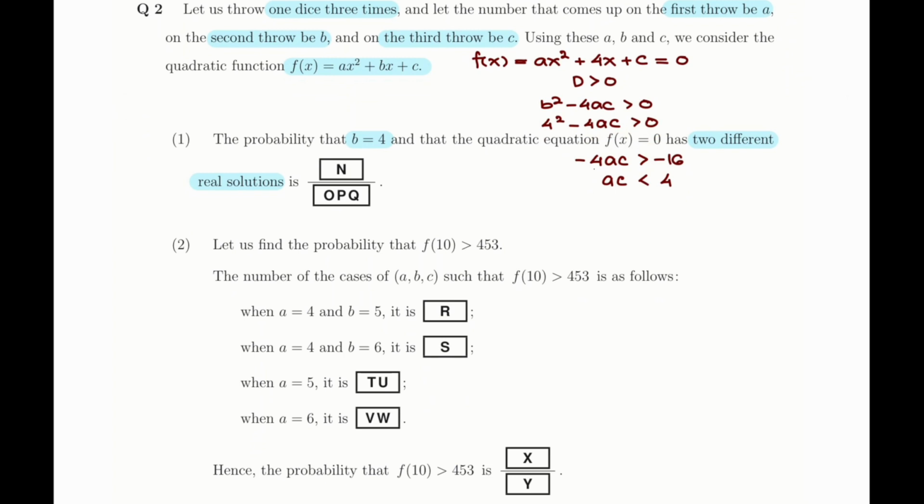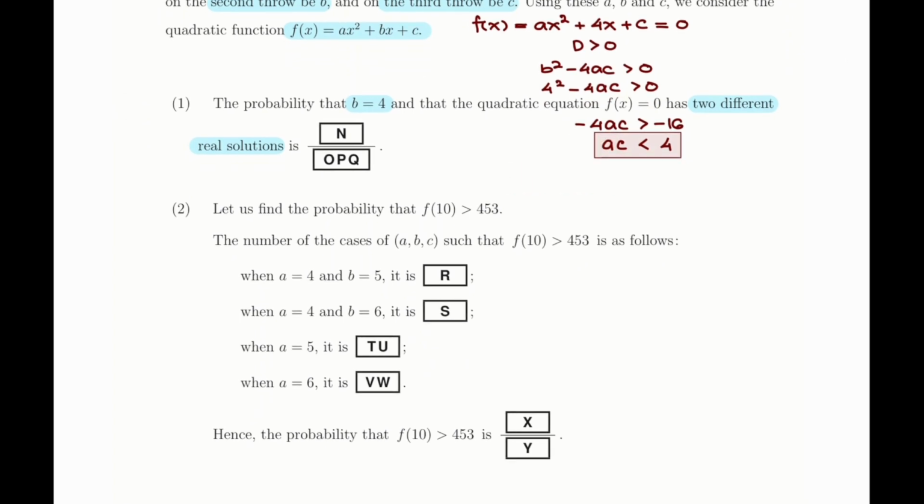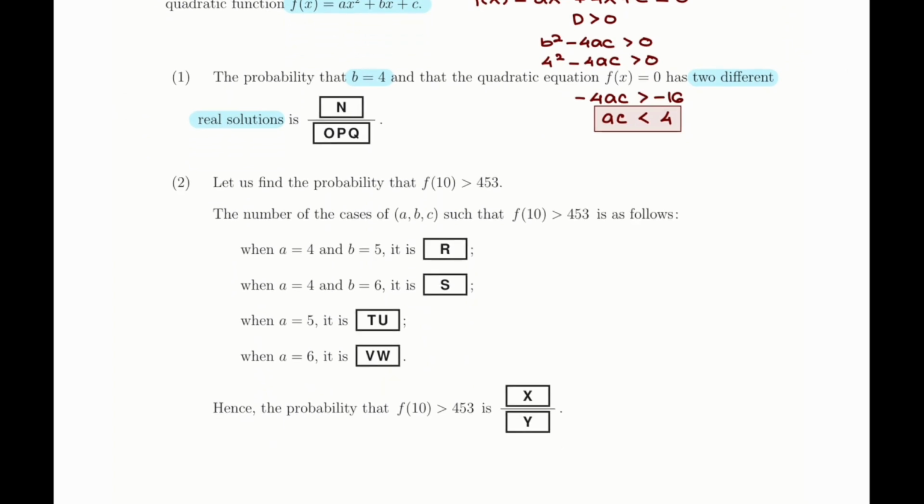From this condition, we need to know how many possibilities there are. You need to remember, A, B, and C are the numbers that come up on the dice. That means A is either 1, 2, 3, 4, 5, 6, and C is also one of the values 1 until 6. If you see A times C less than 4, that means I have some possibilities. Let's say I will draw a table like this.